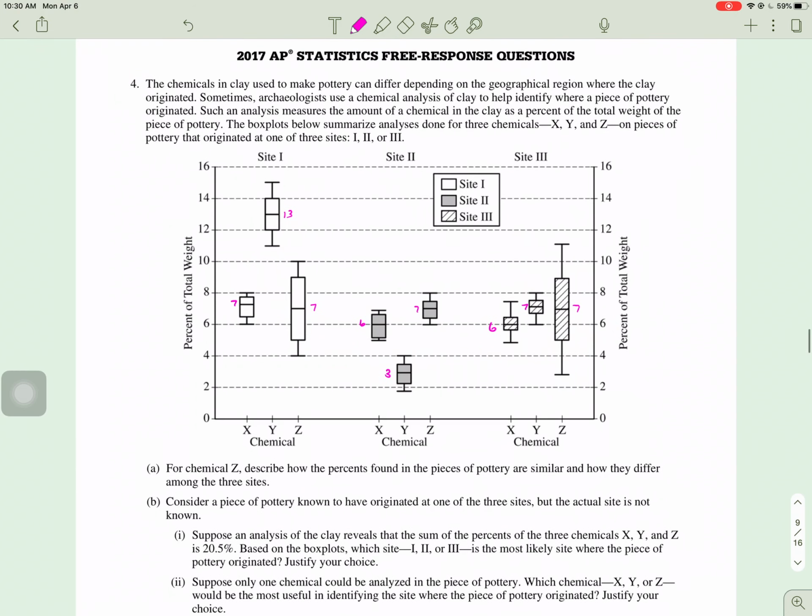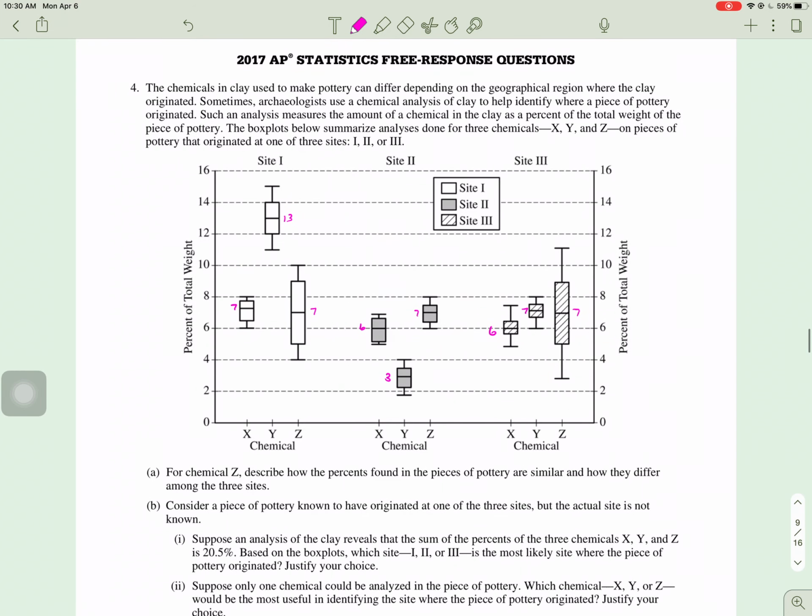So question 4 from 2017 seems weird at first and it's kind of tough to understand, but once you understand it, it's actually not that tough of a question. So I'm going to try to do my best to explain it.